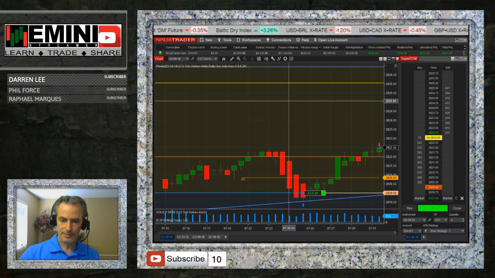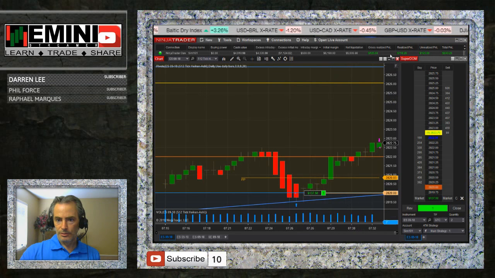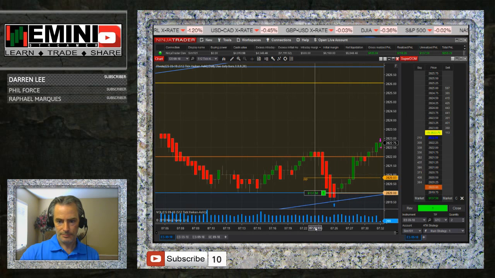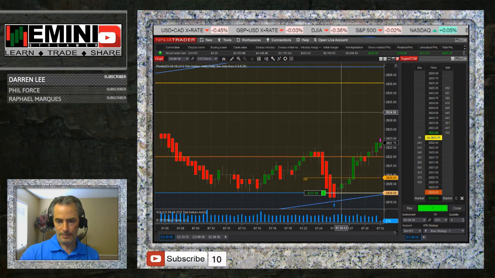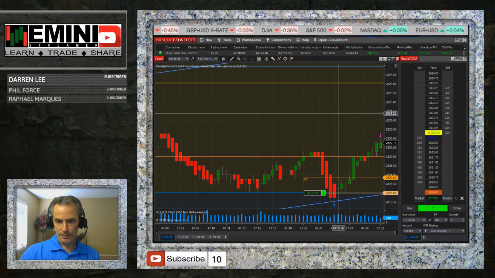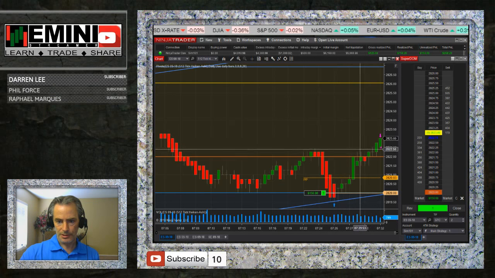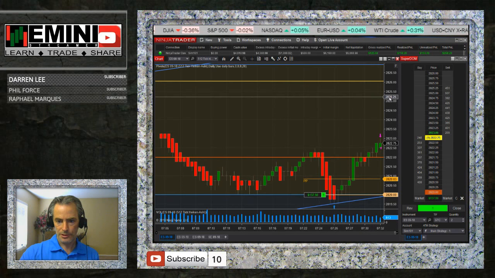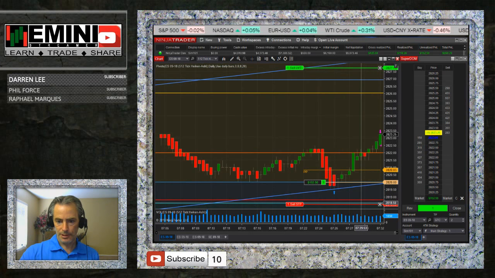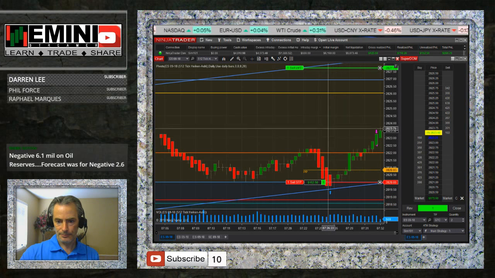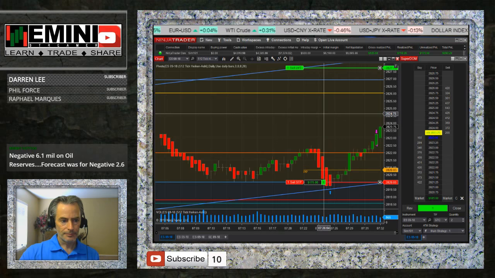Alright, so we got one contract off. We're in the plus right now for 118.28. So now we'll wait for this to continue upward and we'll trail our stop. I'm going to go ahead and break even on my stop for now. Wow.